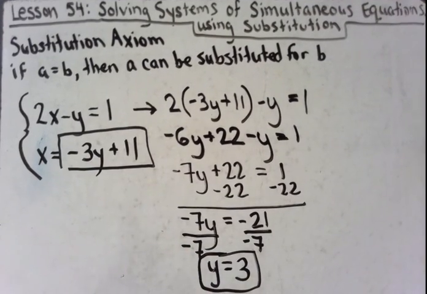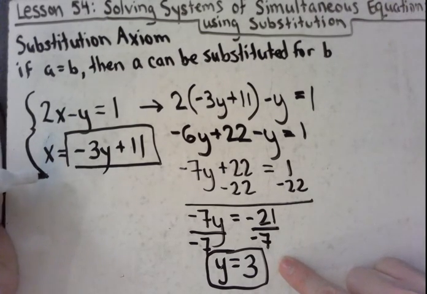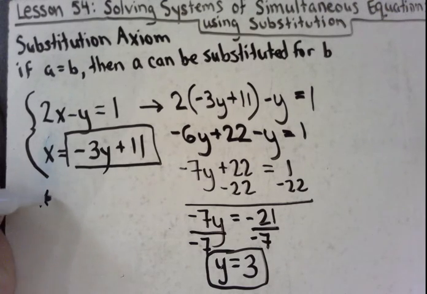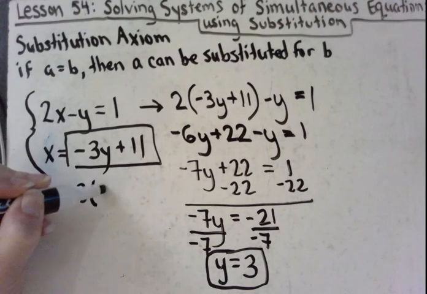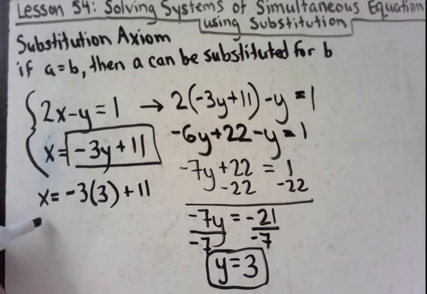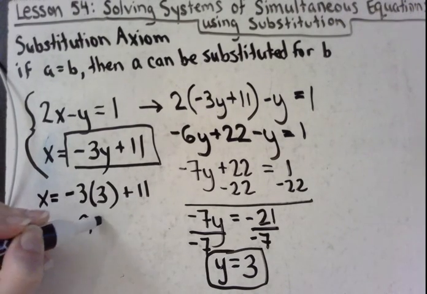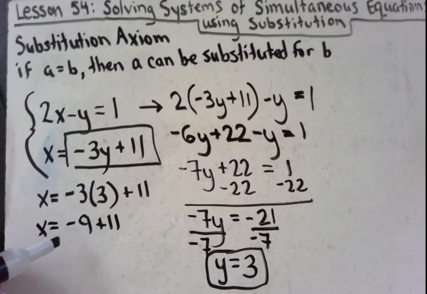So I solved for y by substitution. And now that I found the value of y that works, I'm going to plug this value of y into the second equation. So x equals negative 3y plus 11 would be negative 3 times 3 plus 11. And then I can just evaluate that. That would be negative 9 plus 11, which would be positive 2.